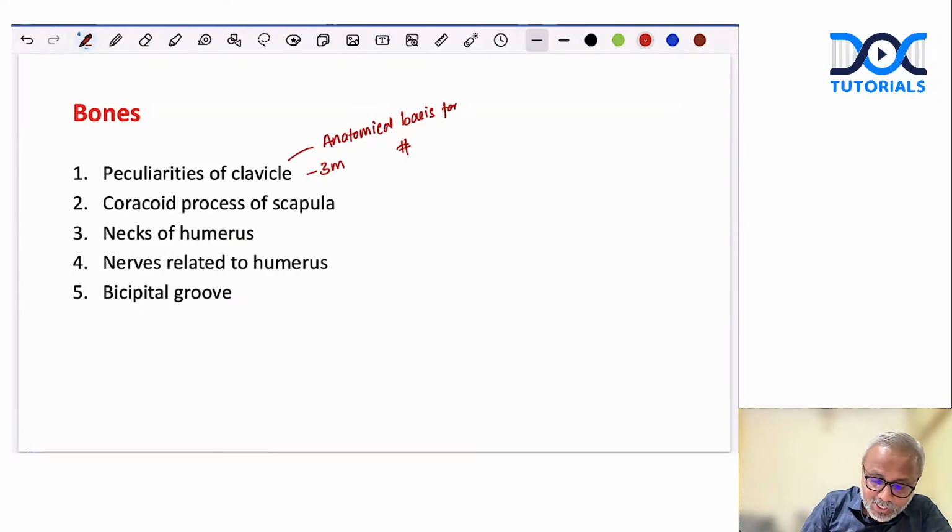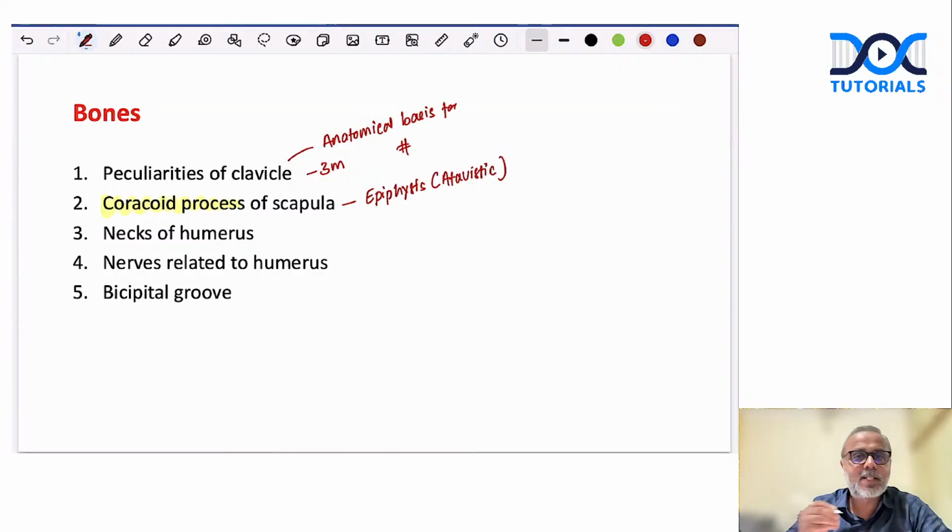Now, the next important question is the coracoid process of the scapula. The coracoid process of the scapula is very frequently asked because, as we have learned, the coracoid process is an example for a particular type of epiphysis. When we talk about the types of epiphysis, we know that this belongs to the atavistic epiphysis, right?